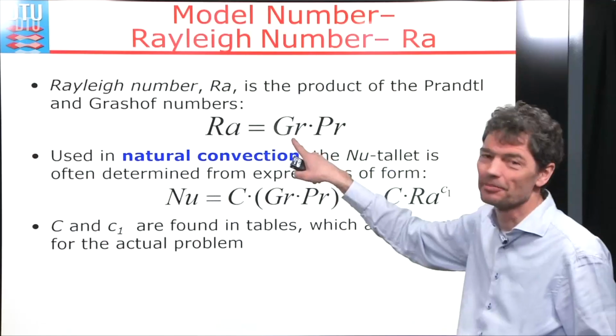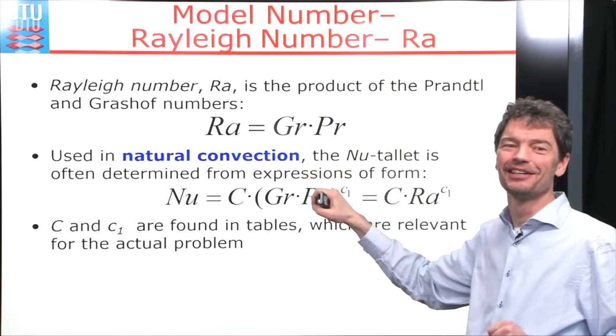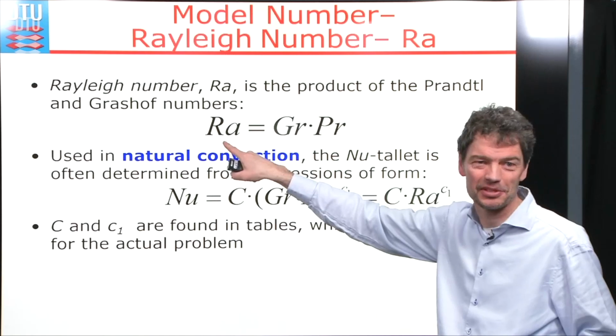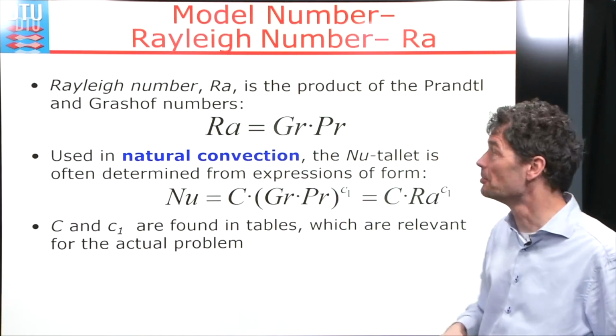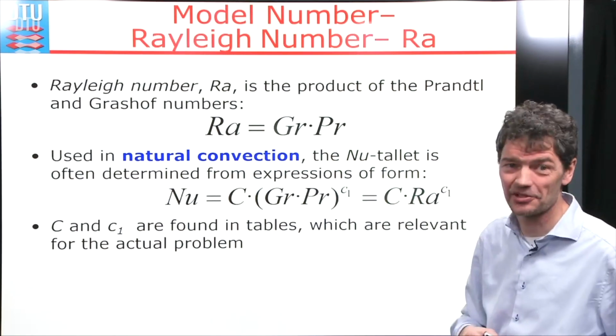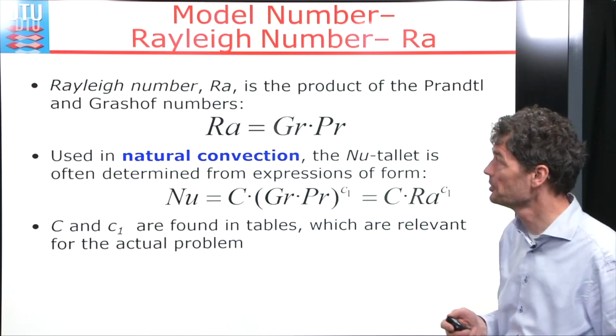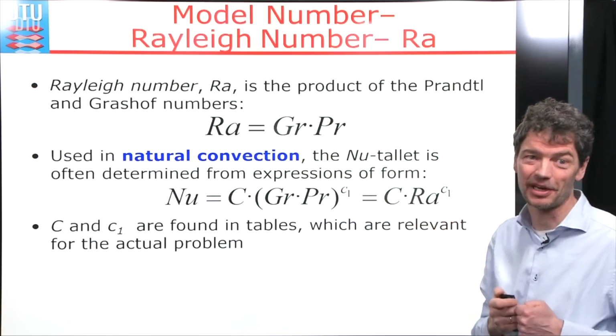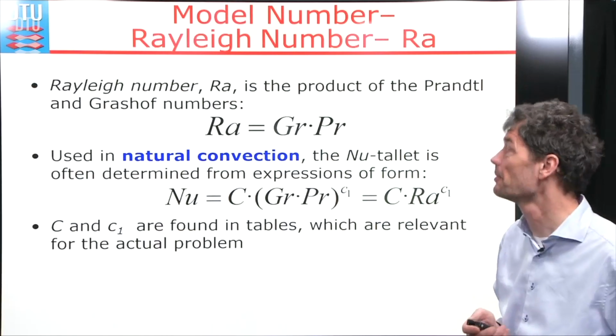Then we have the Grashof number, and yet another dimensionless number that we very often see in the formulas we're going to use later is the Rayleigh number. Again, it's a number that characterizes natural convection phenomena. The Rayleigh number is the Grashof number multiplied with the Prandtl number we have for our fluid.